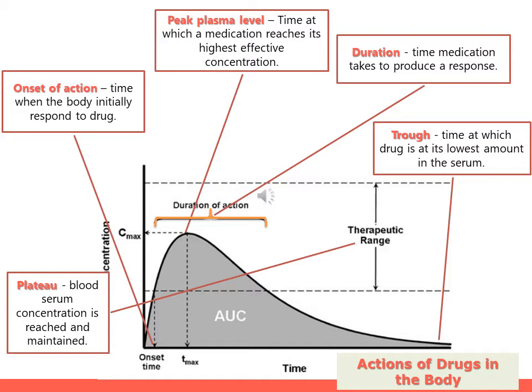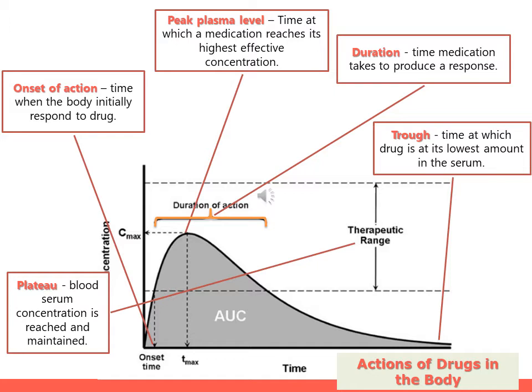Now, we also have this peak plasma level. This is the time at which a medication reaches its highest effective concentration in the blood. Now, peak plasma level is very important for us nurses. Why? Normally, side effects of a medication occur during the peak of the medication in our blood. For example, if your patient is receiving insulin, when the insulin takes its peak, you expect or monitor any side effects from the patient.